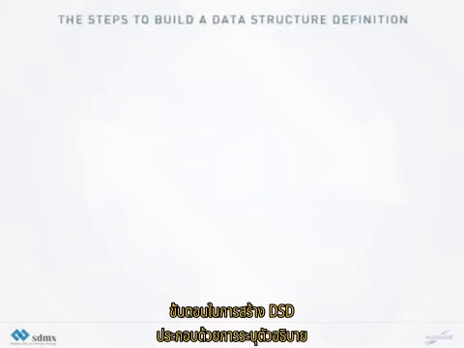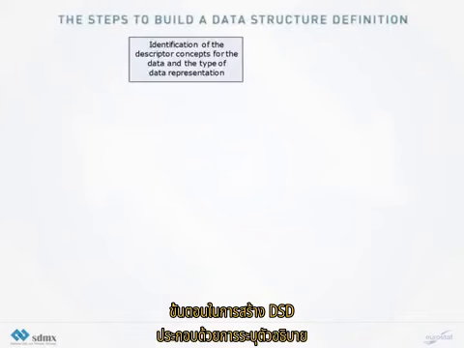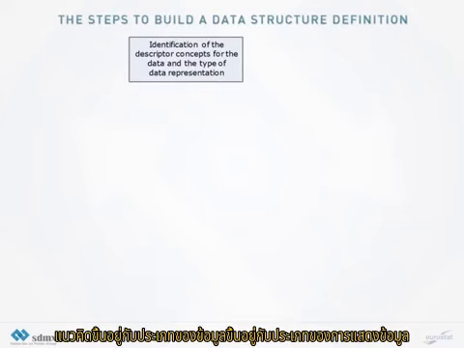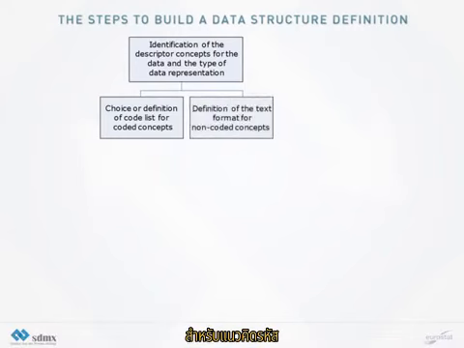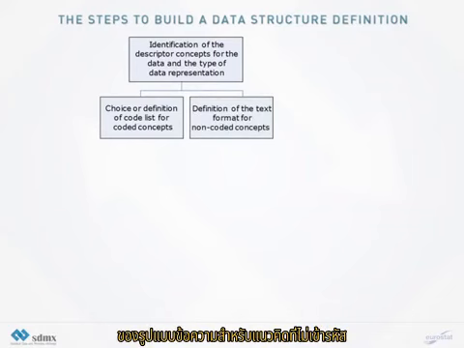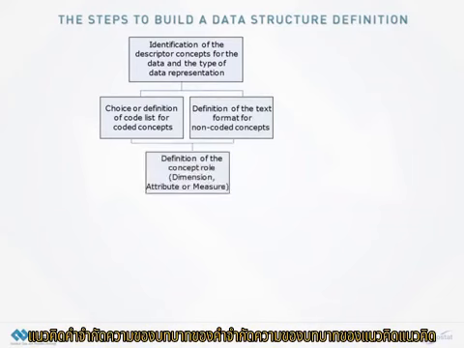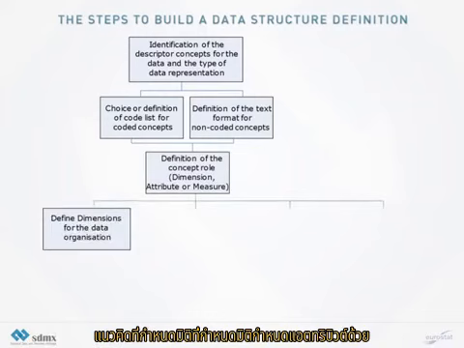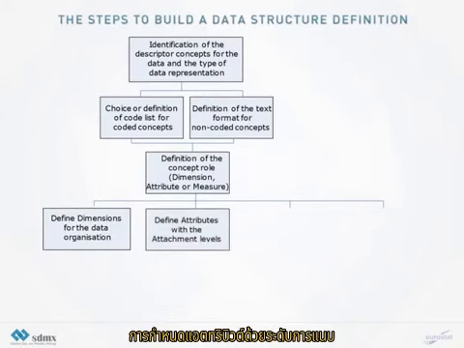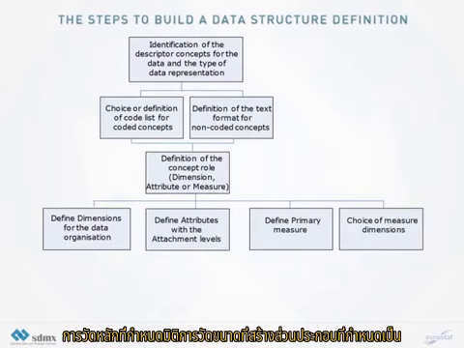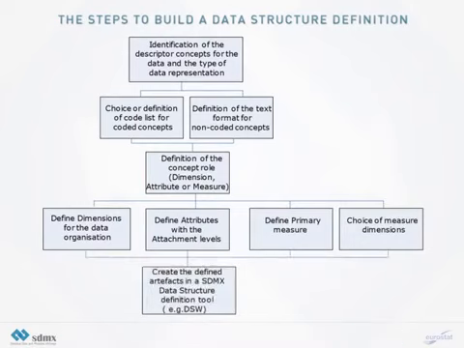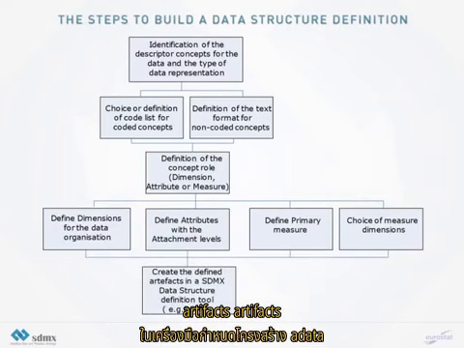The steps to build a DSD consist in the identification of the descriptor concepts dependent on the type of data representation, the choice or definition of code lists for coded concepts, the definition of the text format for non-coded concepts, the definition of the role of the concepts, defining the dimensions, defining attributes with their attachment levels, defining the primary measure, defining the measure dimension, creating the defined components as SDMX artifacts in a data structure definition tool.